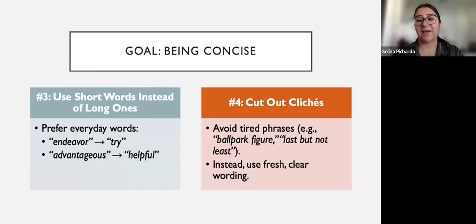Cliches can be "ballpark figures." "Last but not least." "Let's circle back." Instead, just use clear, simple wording. It's very easy.